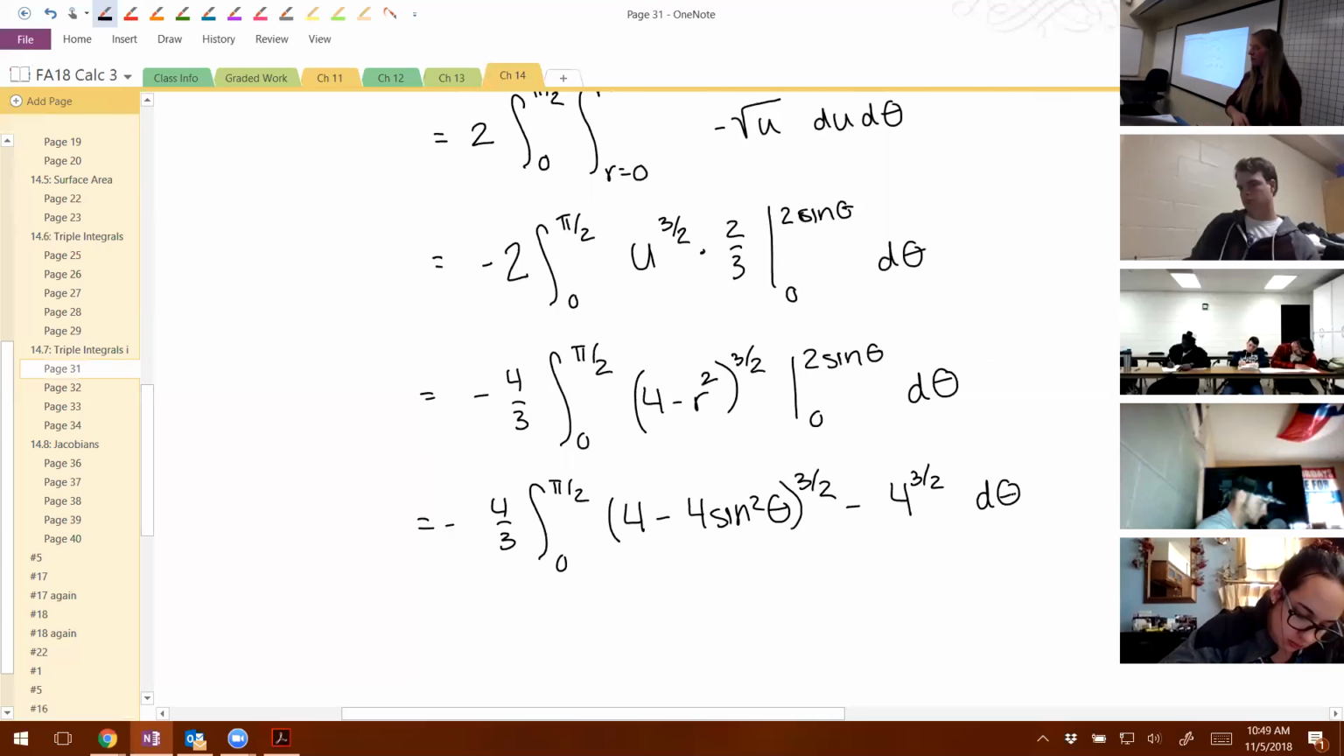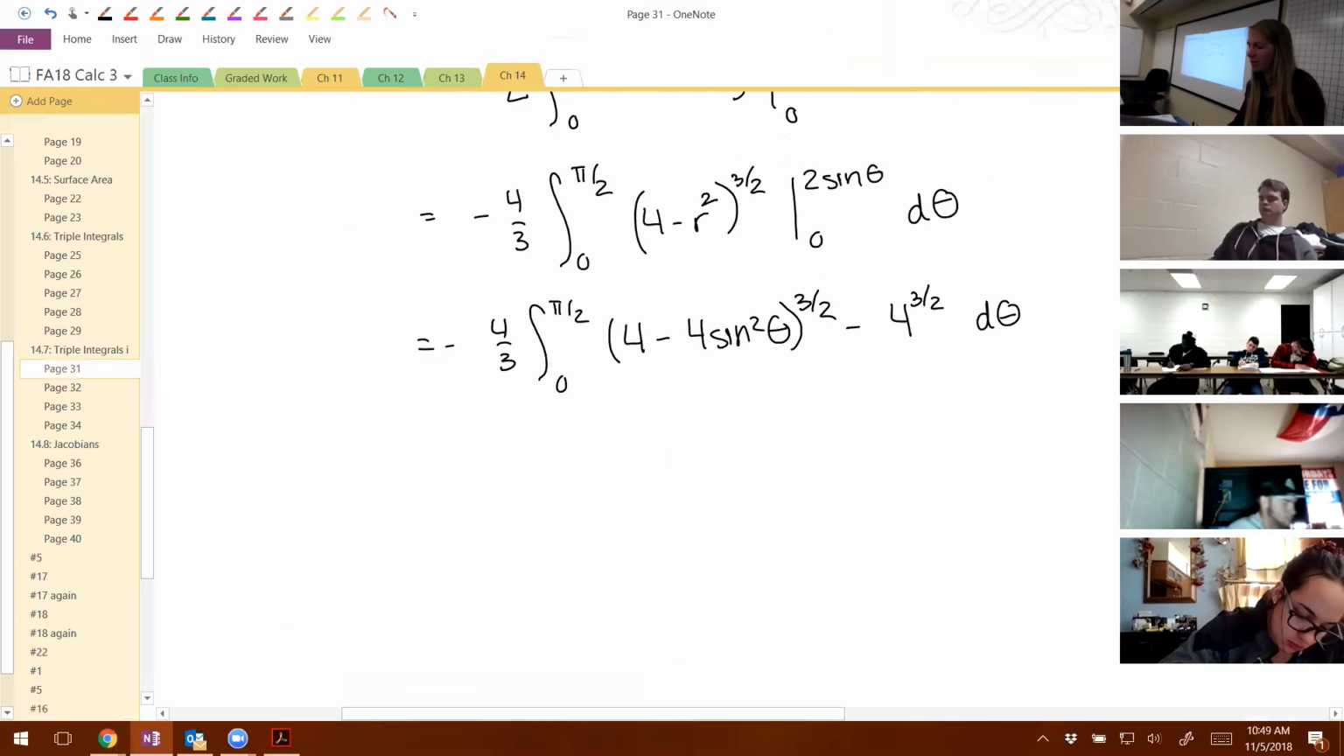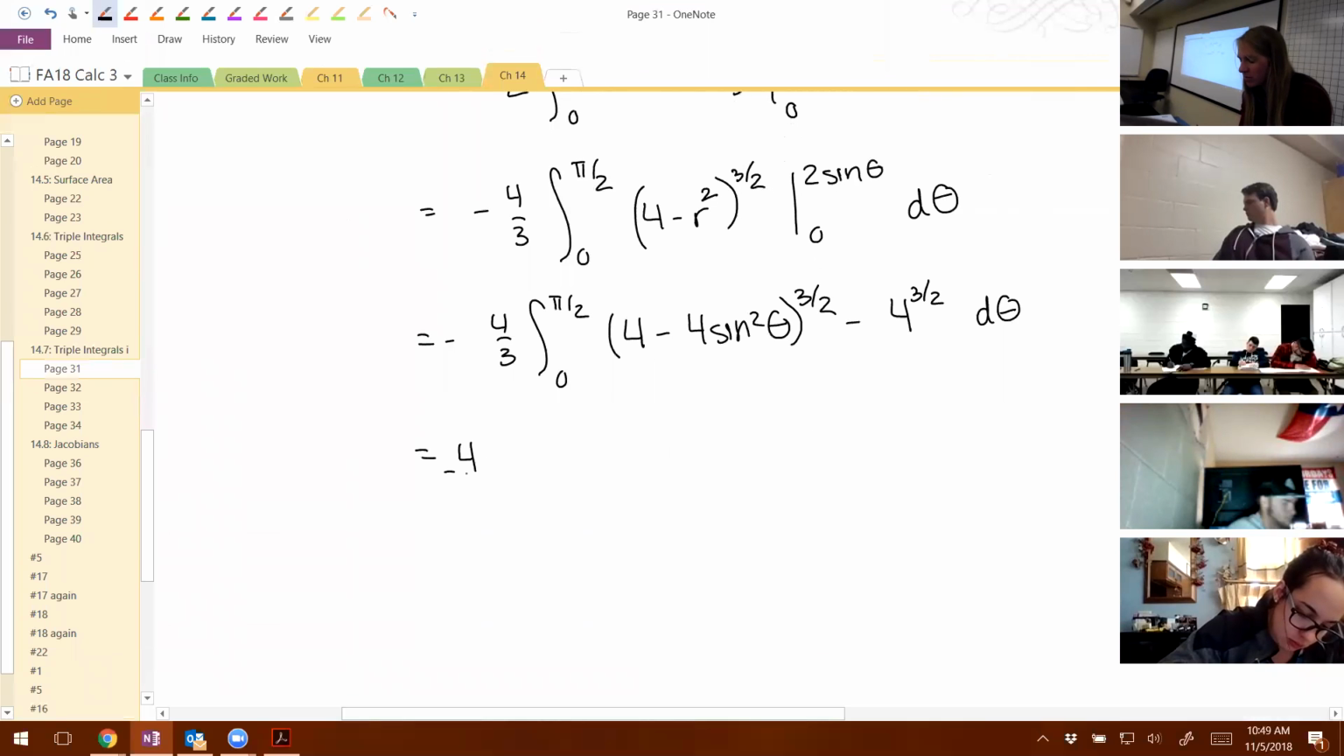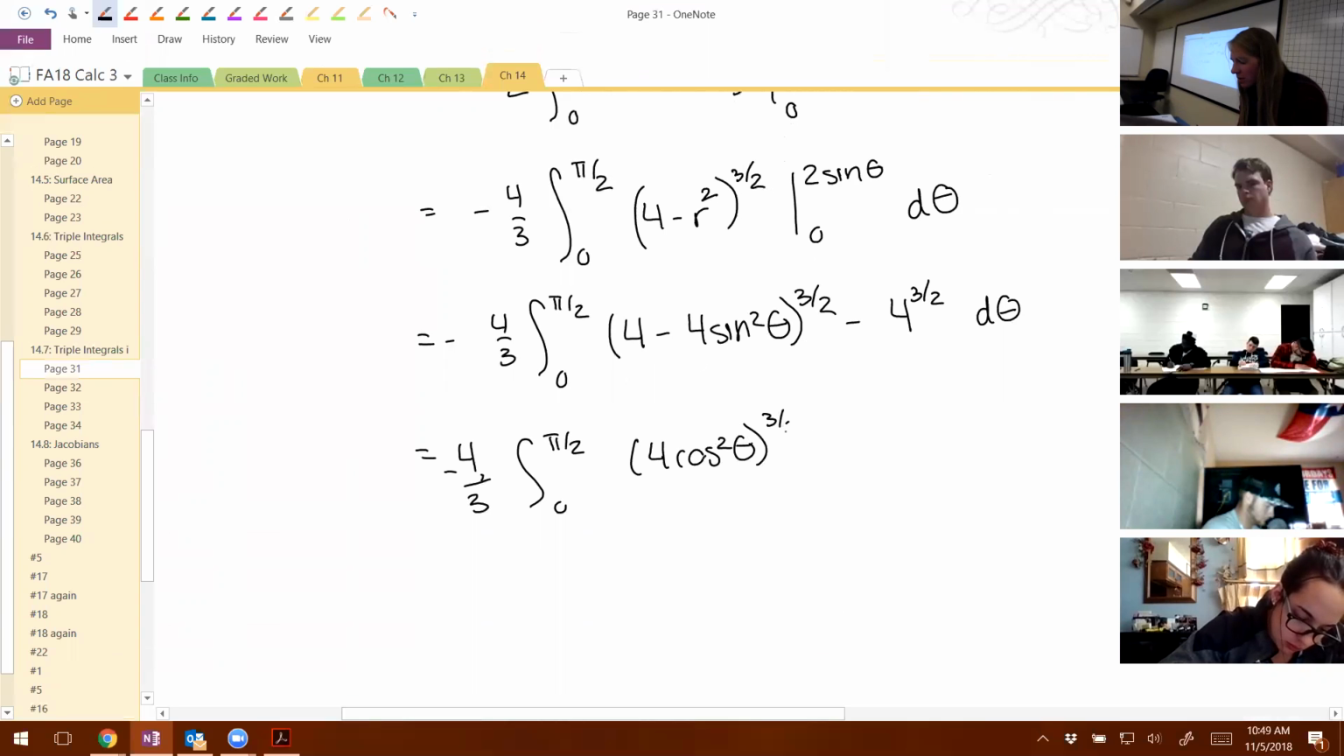Okay, and I'll stop here because this is where the problem comes in. So from here, if we go through and simplify this a little bit, in that first set of parentheses, we can factor a 4 out, but then we're still left with 1 minus sine squared, which is just cosine squared. I lied, I'm going to write one more step. Okay. So negative 4/3, 0 to pi over 2. This whole set of parentheses here is going to reduce down to 4 cosine squared theta to the 3/2. And that's just 8. Okay, so that's where the problem occurs.